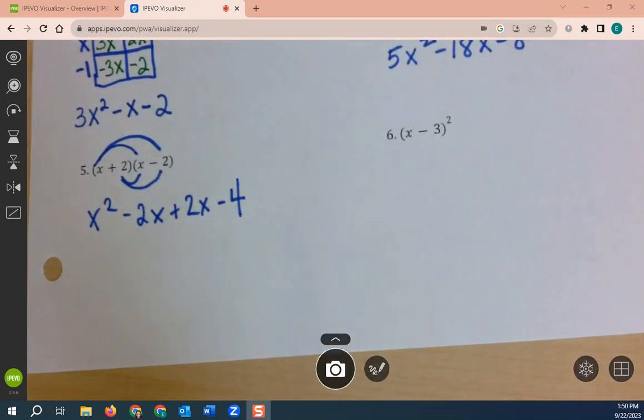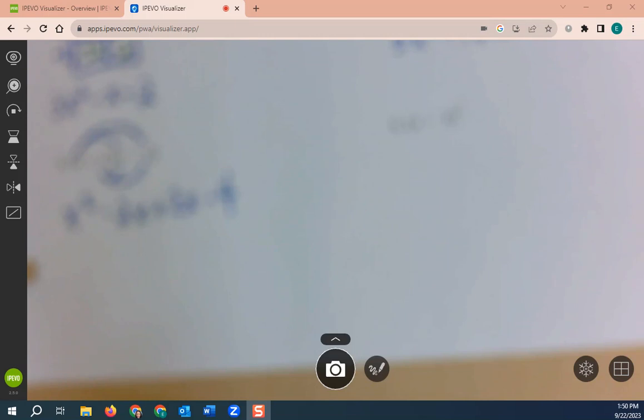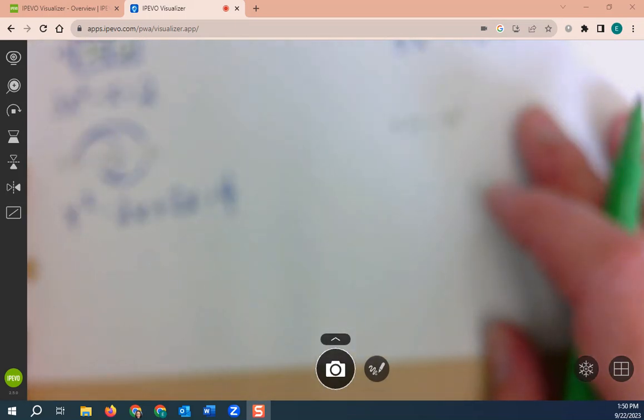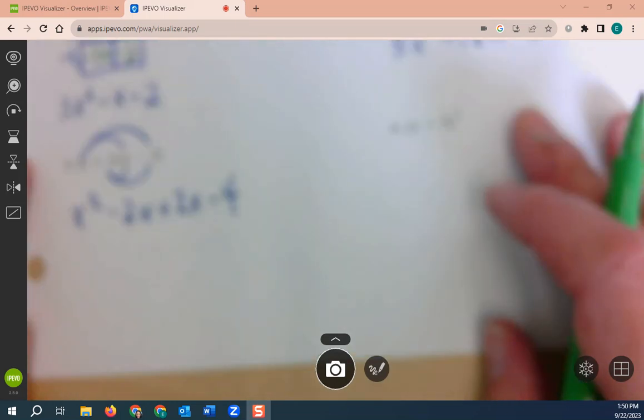And if you did box method on that, you should have gotten those same numbers in the boxes, right? Yes. Okay. But we got the shorter version. So what would be the simplified version? X squared minus 4. What happened with 2x and negative 2x? They just cancel out. They did cancel out. Well done.